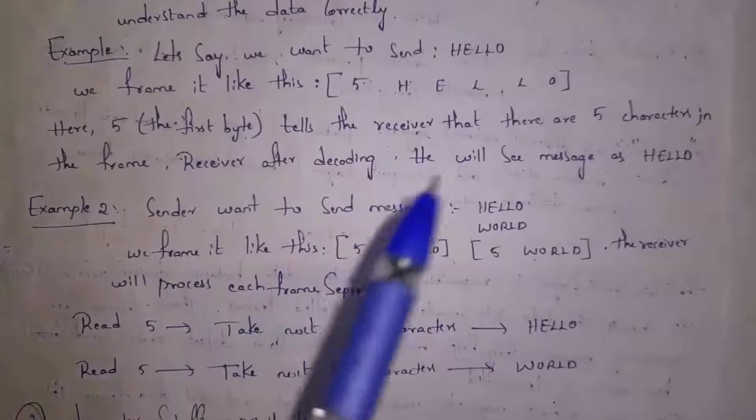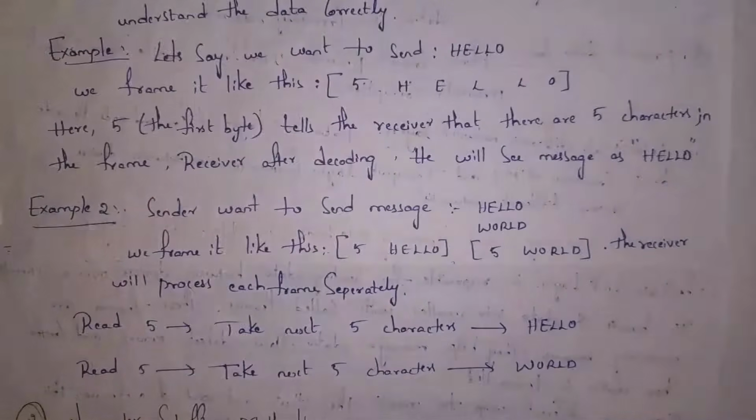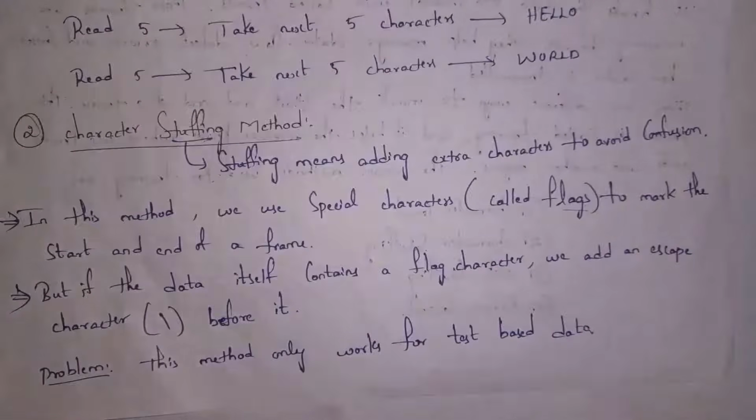This is all about character count method. Next I will explain what is character stuffing method. Stuffing is nothing but adding extra characters to our data in order to avoid confusion. As in the previous hash example which I explained, that is an example of character stuffing method.